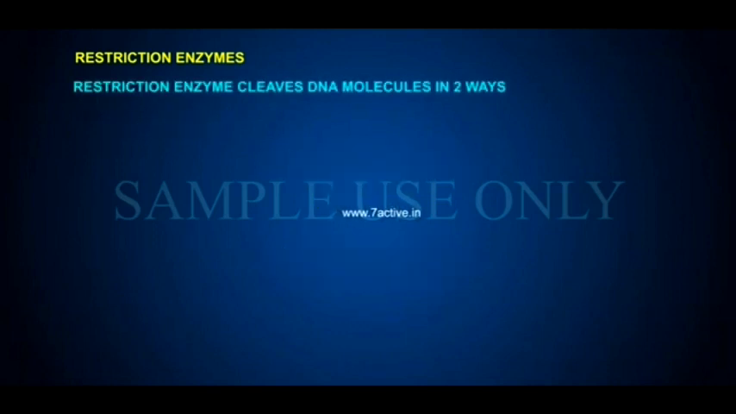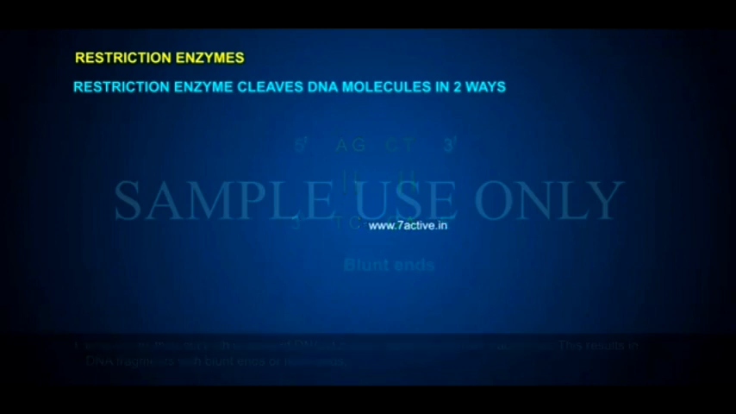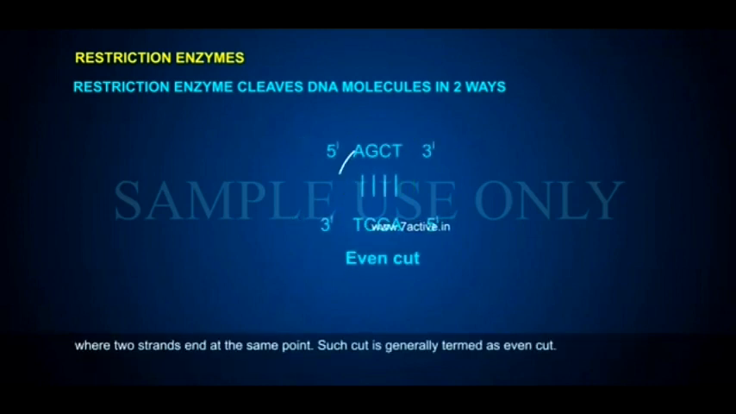Restriction enzymes cleave DNA molecules in two ways. 1. In one way, they cut both strands of DNA at exactly opposite points to each other. This results in DNA fragments with blunt ends or flush ends, where two strands end at the same point. Such a cut is generally termed an even cut.